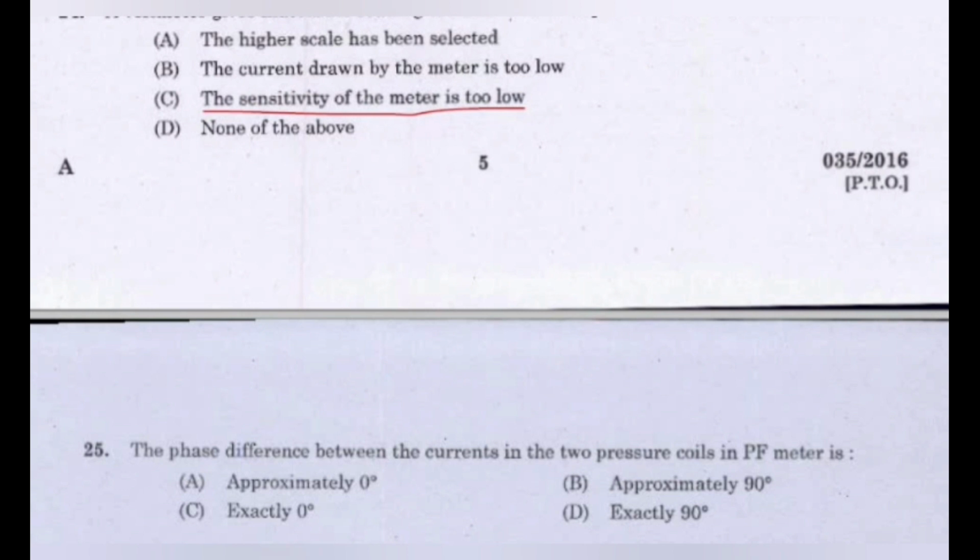Question number 25. The phase difference between the currents in the two pressure coils in power factor meter is. Option A, approximately 0 degree. Option B, approximately 90 degree. Option C, exactly 0 degree. Option D, exactly 90 degree. Answer is option D, exactly 90 degree.